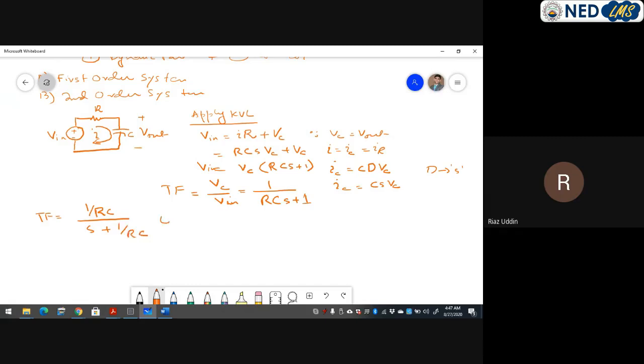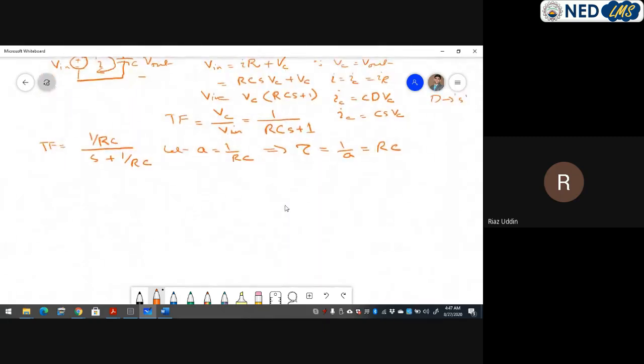So let's suppose we define A equal to 1 upon RC, which is equal to the time constant tau, that is 1 upon A, or simply RC. In that case, the important parameter that we get, further simplifying, is the transfer function equal to A upon S plus A. So you get a first order system from this RC circuit, in which tau is the parameter.